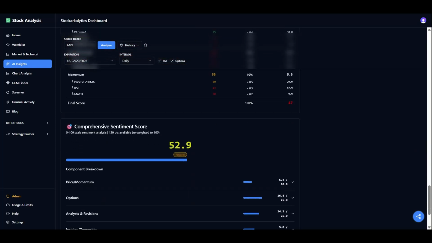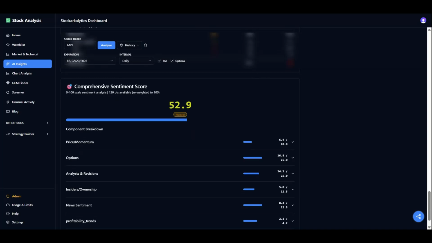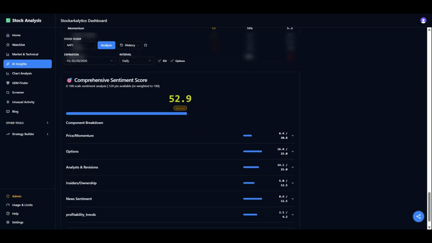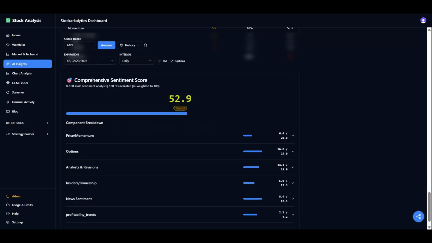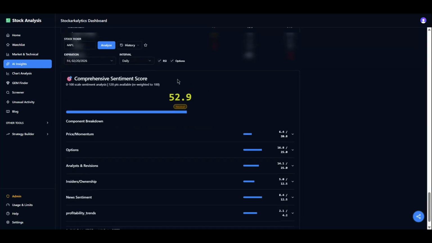This section is the comprehensive sentiment score. It's also a 0 to 100 system, and you'll notice it mentions the point system being reweighted to 100, so you get a consistent scale. This big number is your sentiment reading, and the label, like neutral, helps interpret it quickly.